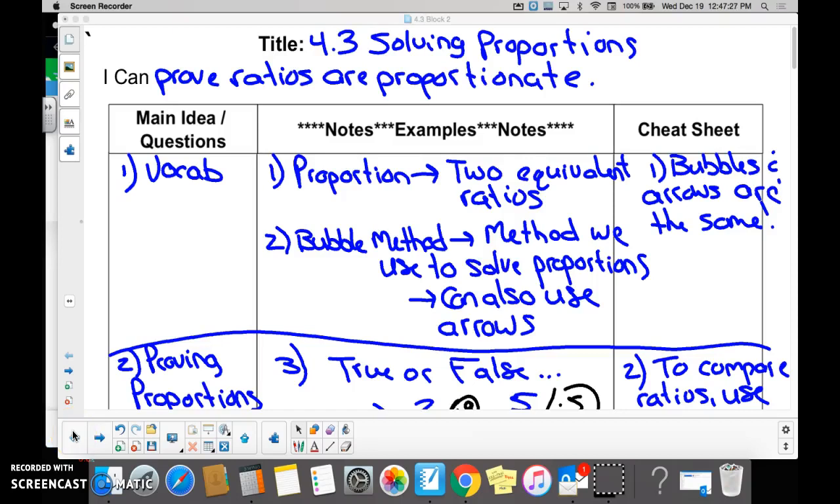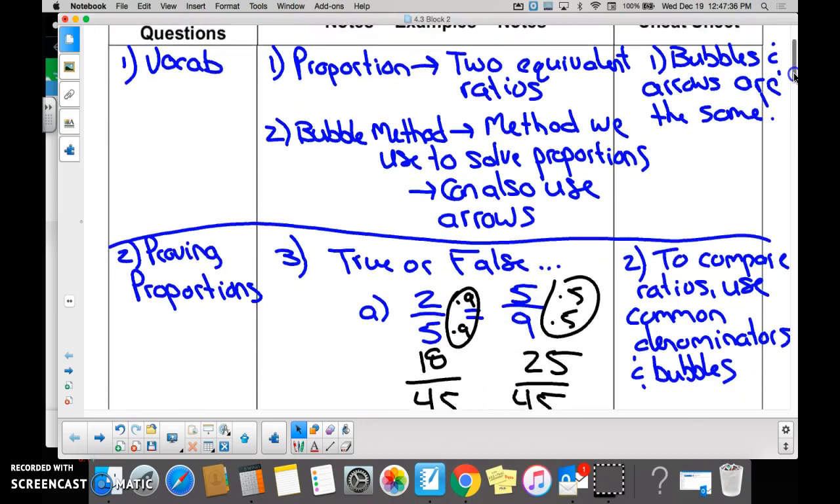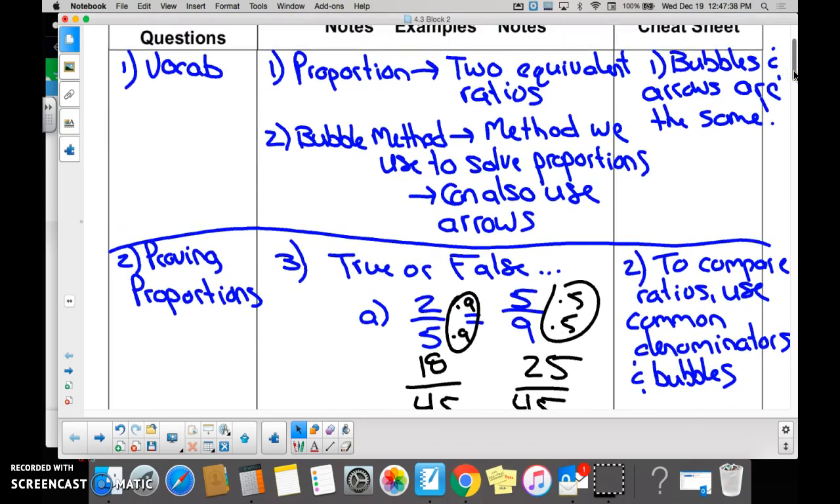4.3 solving proportions. I can prove ratios are proportionate. Excellent. So we're trying to prove whether or not ratios are proportionate, or solving for missing numbers in proportions. A proportion is two what, you guys? Equal ratios. They're two equal ratios. In other words, I'm saying that they are two equal fractions.